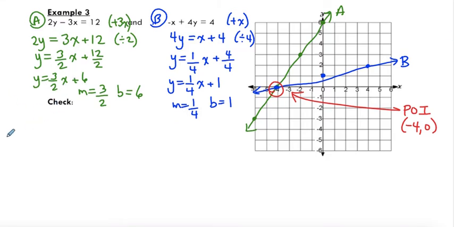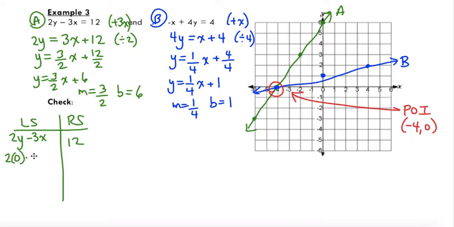So for equation A, the left side of my equation is 2y minus 3x, and the right side of my equation is 12. I'm going to substitute the values in for x and y from my equation. So 2 times 0 minus 3 times -4. 2 times 0 is 0. -3 times -4 is positive 12. And 0 plus 12 is 12. So the left side equals the right side for that equation.